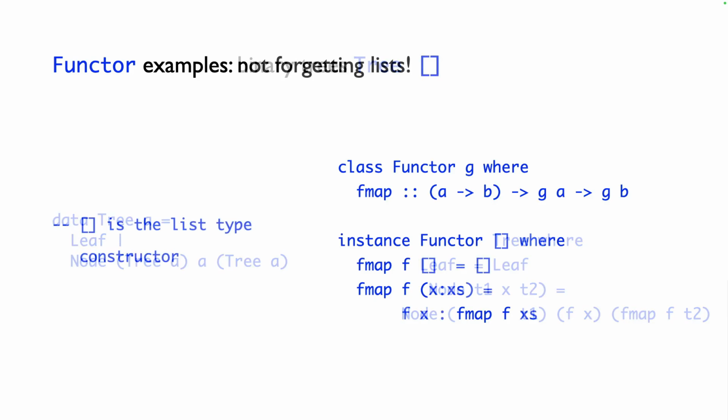And of course, we shouldn't forget lists themselves. We write the list type constructor by writing open square bracket, close square bracket, and here I'm defining an instance. For that, I'm saying fmap of f on the empty list is the empty list, and fmap of f on x : xs is f of x : fmap f xs. In other words, fmap is map over lists.